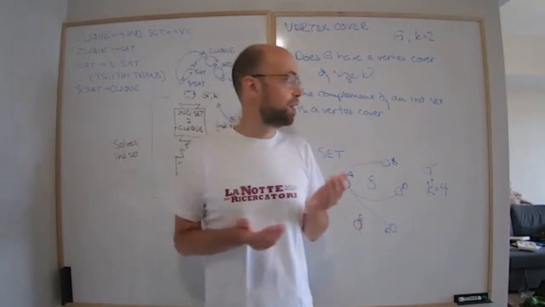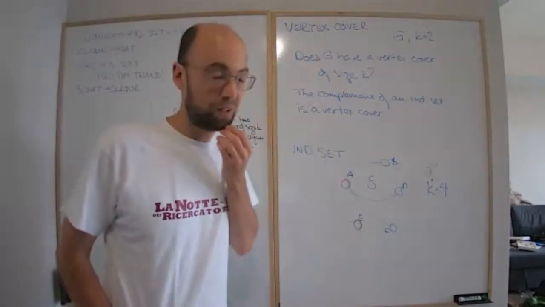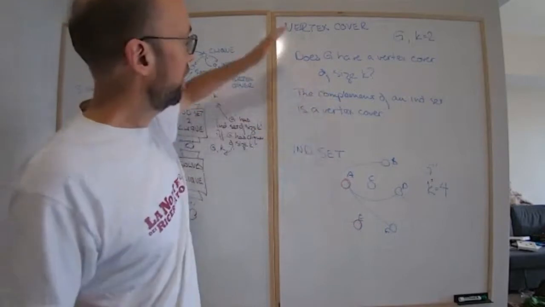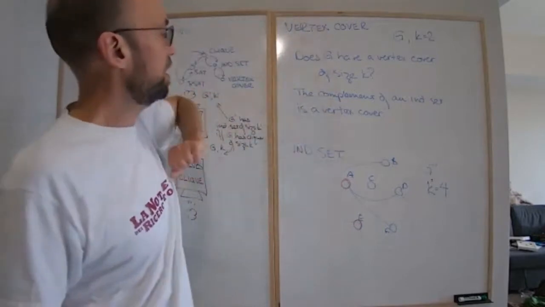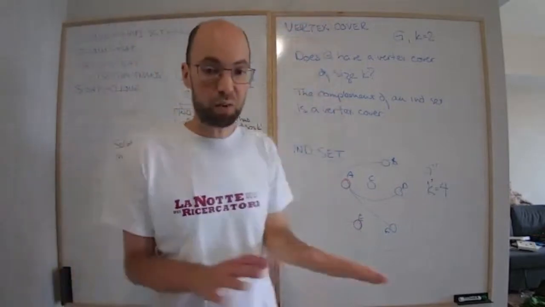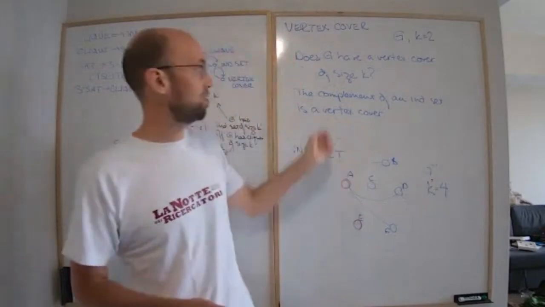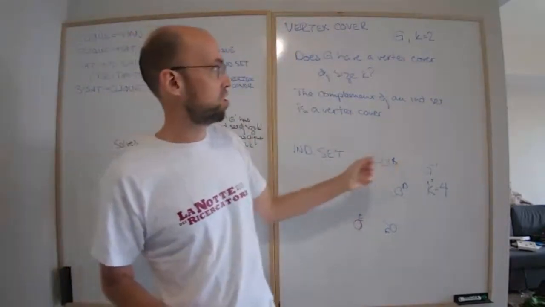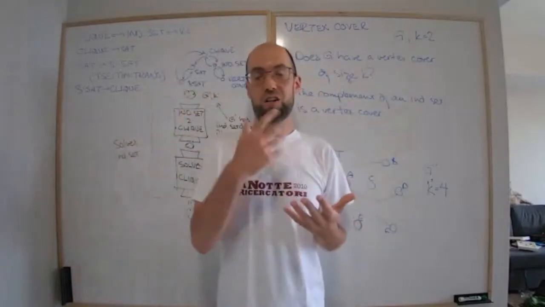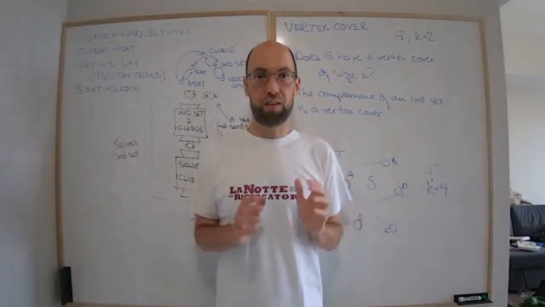So you can reduce clique to independent set and independent set to clique, and you can reduce independent set to vertex cover and vertex cover to independent set. And so far, we haven't done anything really complicated, okay? In this case, we don't change the graph, we just change k. And to change clique into independent set and vice versa, we just take the complement of the graph. So nothing fancy.